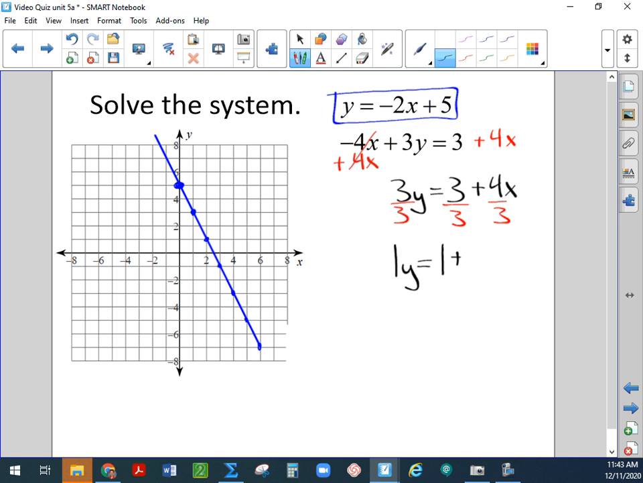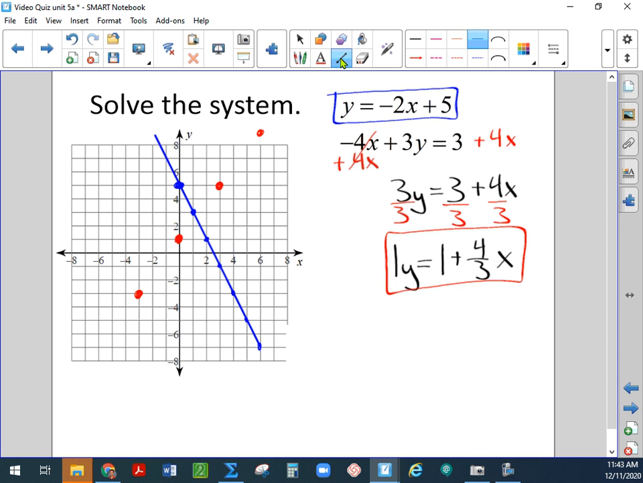So we're going to leave that, since that's the coefficient of x, that's our slope. We're going to leave that as 4/3 x. So then we're going to graph y equals 1 plus 4/3 x. So I start at 1, and I go up 4 boxes and over 3 to the right, up 4 boxes and over 3 to the right. Can maybe do that backwards, so go down 4 and left 3. And then I want to keep that going. So there's my red line.